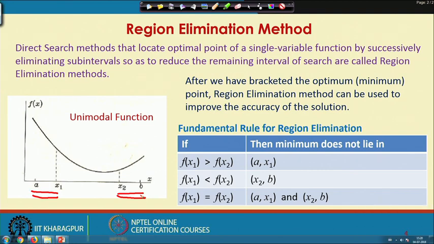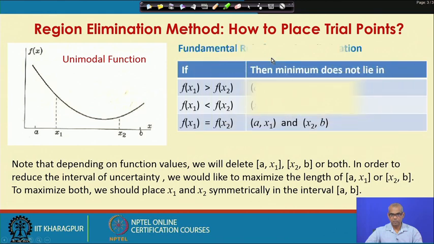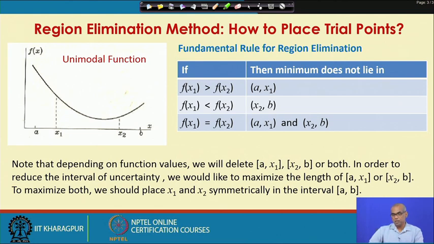You can see from the figure itself that the function value at x1 is greater than the function value at x2, and definitely the function cannot have a minimum between A and x1. Now, the next question we will ask is, how do we place these x1 and x2 points, which we call trial points? Note that depending on the function values, you will delete either A x1 or x2 B or both.